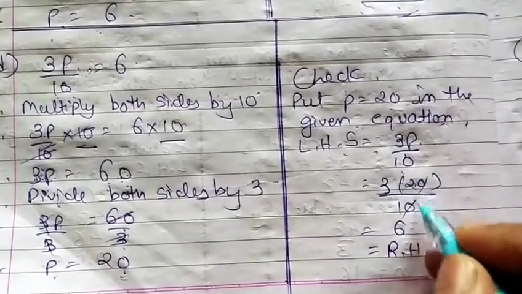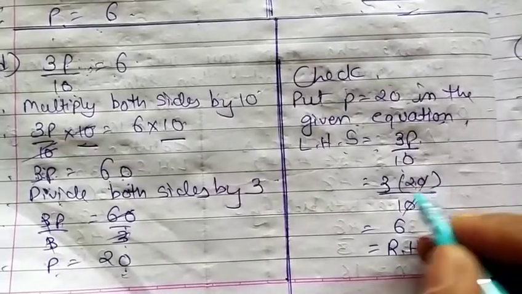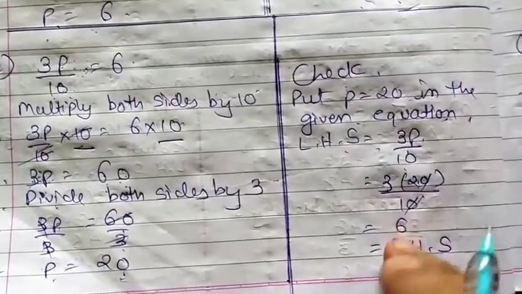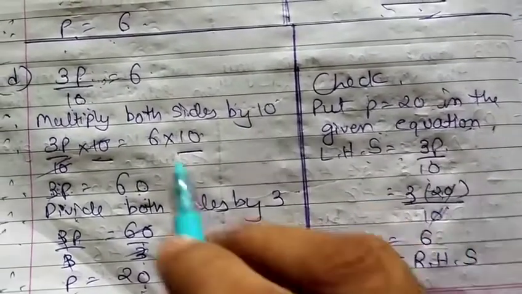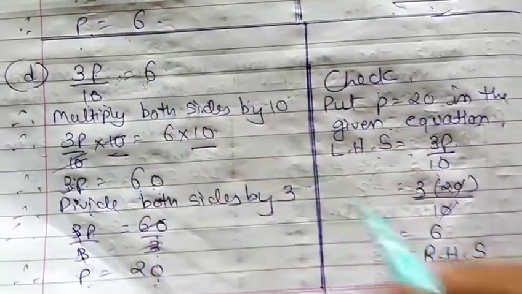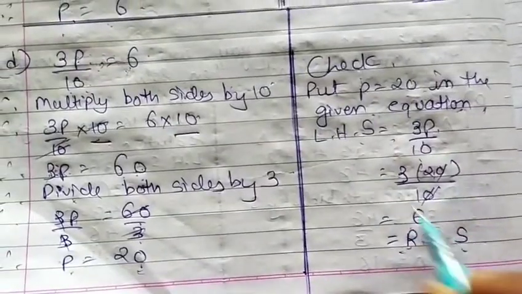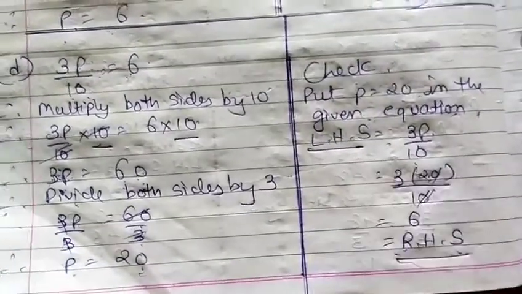So 3 multiplied by 20 divided by 10. 0 and 0 will get cancelled. 2 3s are 6. And see whether this value is there in the question toward your right hand side. Yes, it is there toward the right hand side. So we can write it is equal to RHS. So we can say that left hand side equals right hand side.